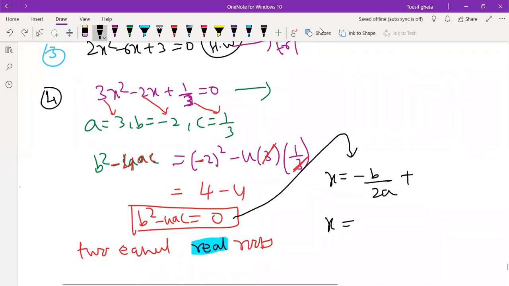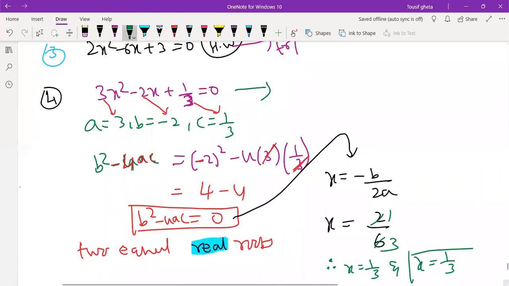Minus b is nothing but 2. 2a is nothing but 6. 2 3s are 6, right? So what is the answer? 2 1s are 2, 2 3s are 6. Finish. So therefore x is equal to 1 by 3 and x is equal to 1 by 3. Sum over.